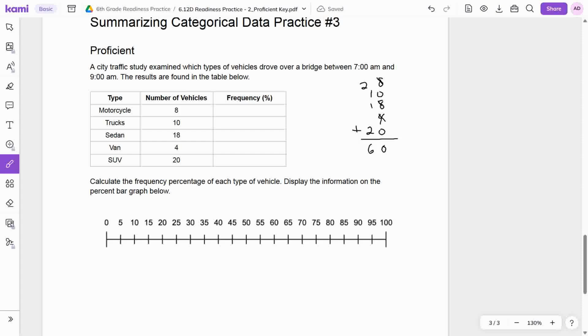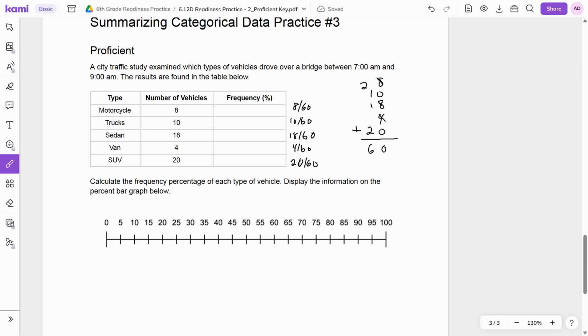So 8 out of 60, and so on. 8 out of 60, 10 out of 60, 18 out of 60, 4 out of 60, and then 20 out of 60. All right, so let's see if we can just calculate some of these. 8 out of 60. Let's simplify, and then we might need to go ahead and just divide some of these up. So let's do 8 out of 60.